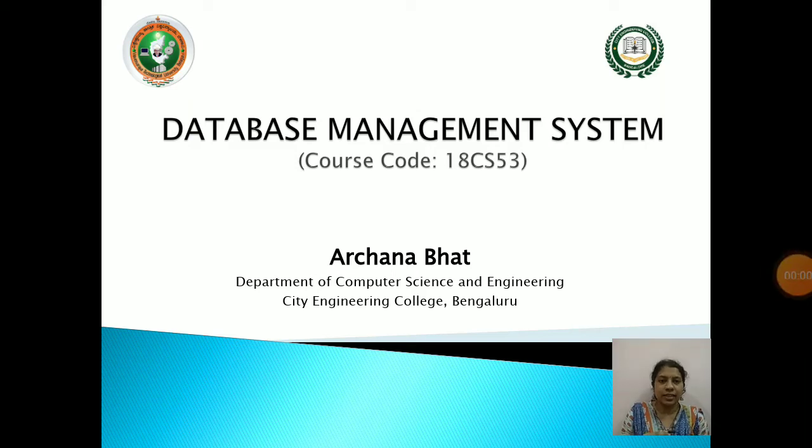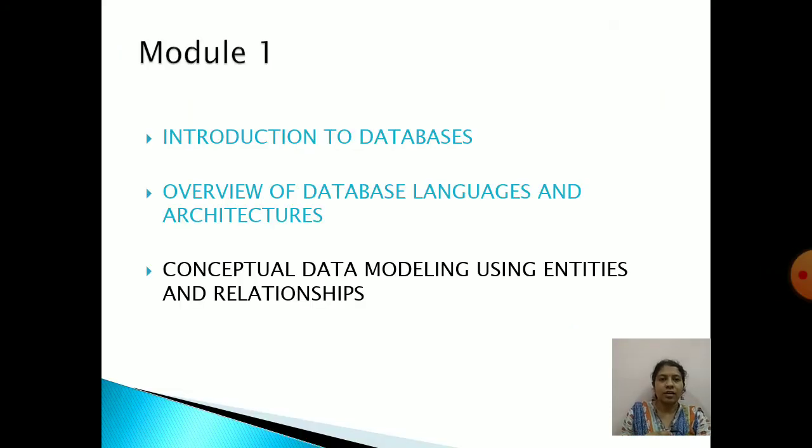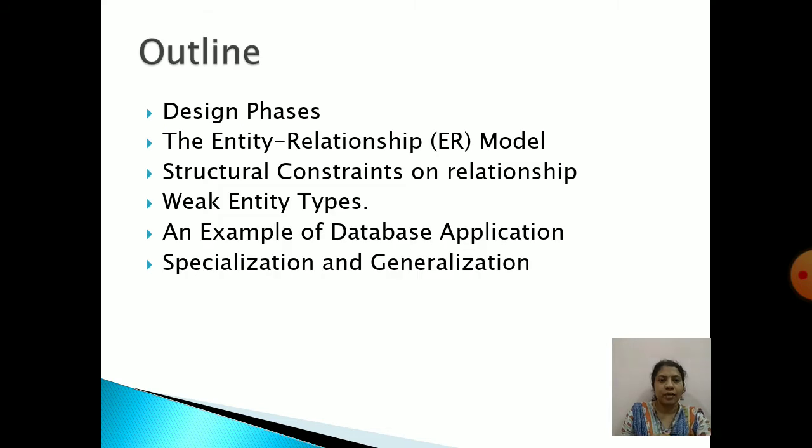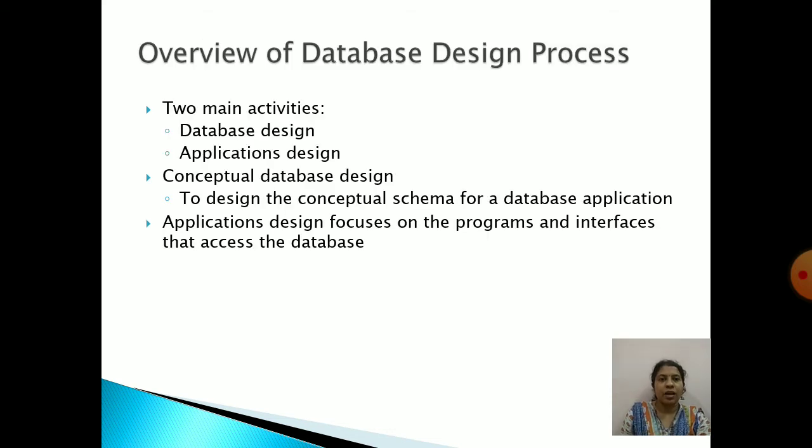Everyone. So in this lecture we are going to see the third chapter of module 1, that is conceptual data modeling using entities and relationships. Outlines are design phases, the entity relationship model, structural constraints on relationship, then weak entity types, an example of database application, specialization and generalization. The overview of database design process.